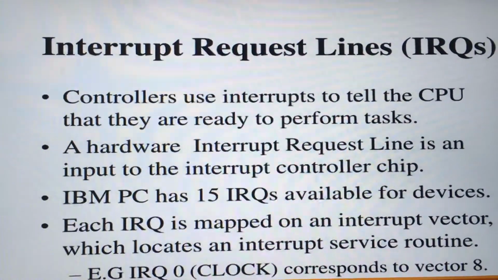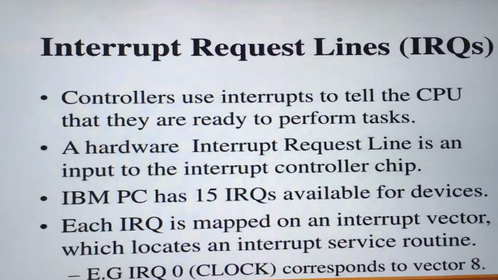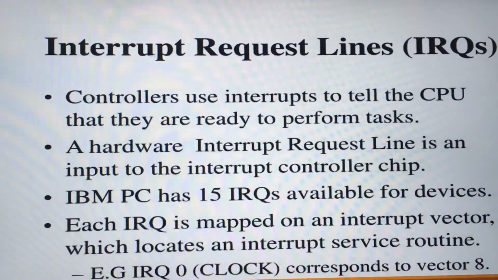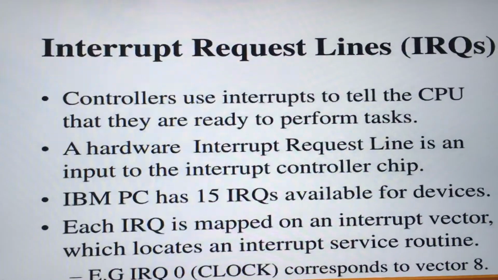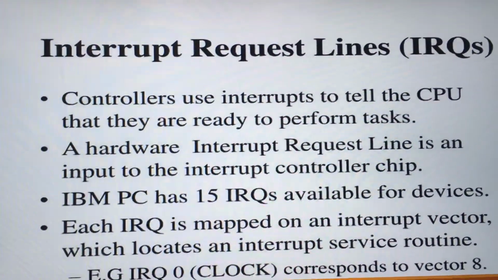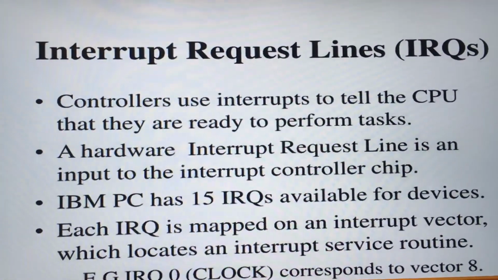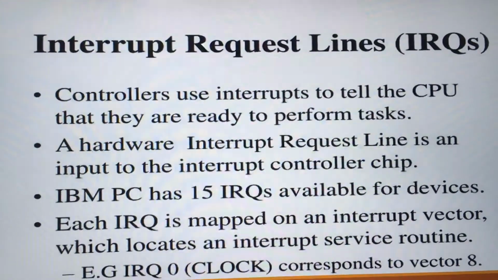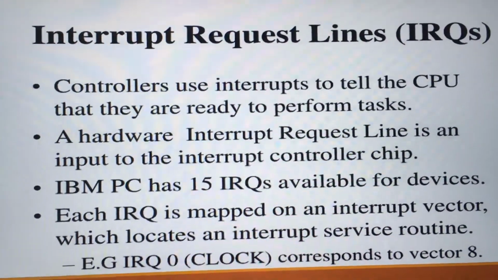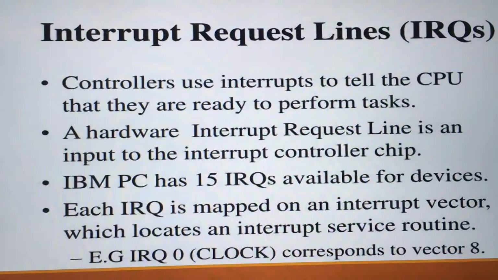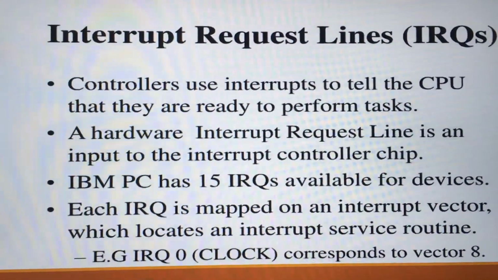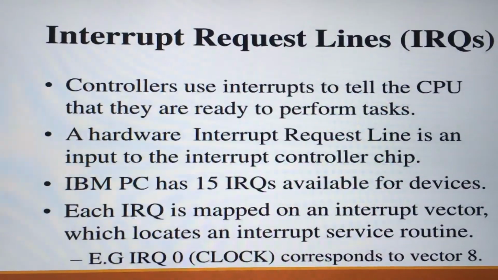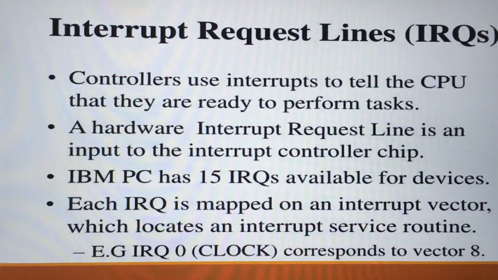Interrupt request lines, IRQs. Controllers use interrupts to tell the CPU that they are ready to perform tasks. A hardware interrupt request line is an input to the interrupt controller chip. The IBM PC has 15 IRQs available for devices. Each IRQ is mapped to an interrupt vector, which locates an interrupt service routine.